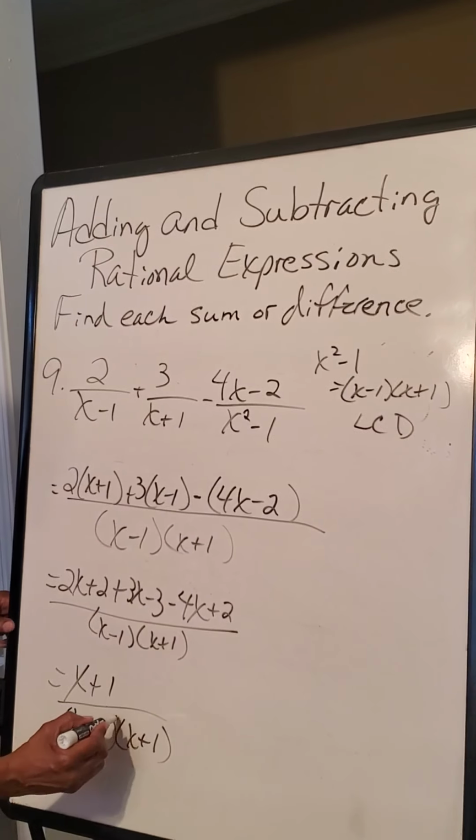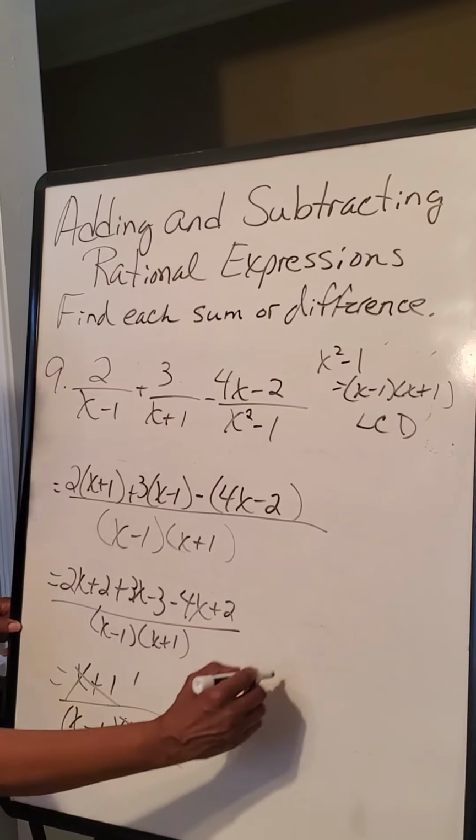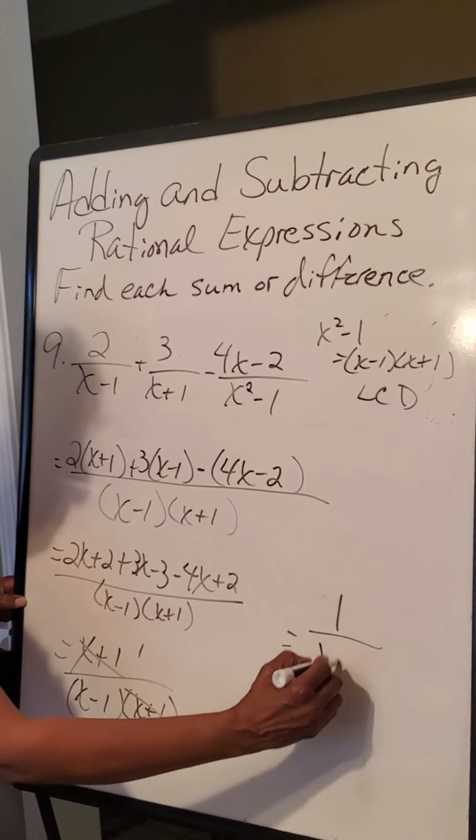As I cancel, when I cancel this, I'll have a 1 in my numerator. So my answer is 1 over x minus 1.